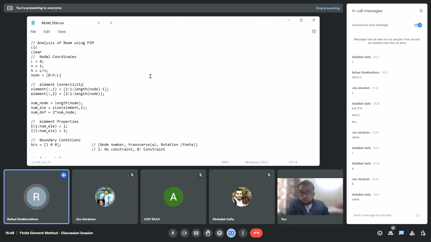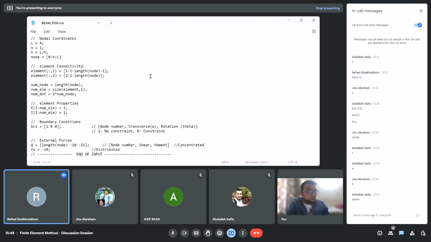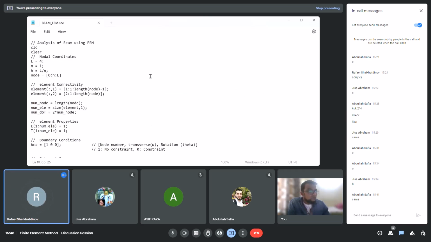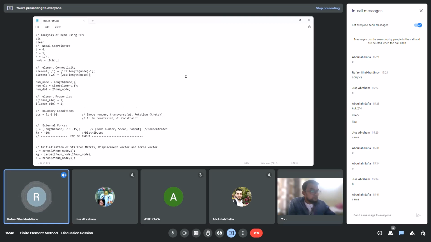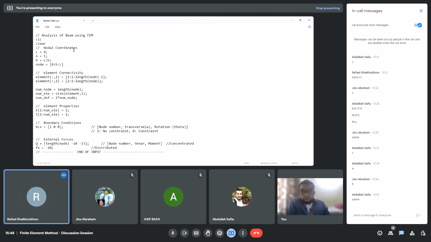Do you have ability to number the rows in your text editor? I am not getting what you are saying. Do you have ability to show the line numbers in your text editor? So you're saying this one, right? Oh, okay, this one. Yes. No, there is no such ability by default, I believe.